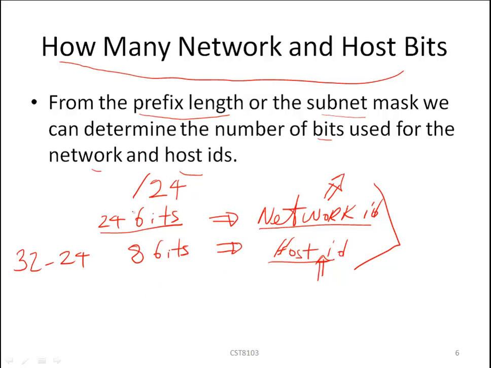And in this case, it is worth re-mentioning that the 24 bits are the high order bits. So starting with the most significant bit, we count 24 bits. And what is left will be in the low order bits. And in this case, we'd be left with 8 bits for the host ID.